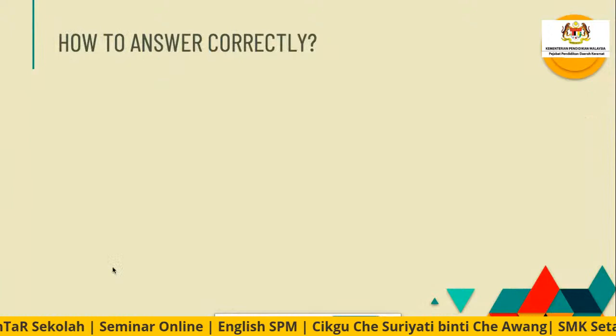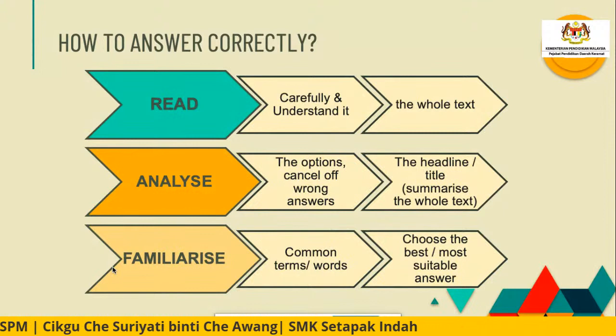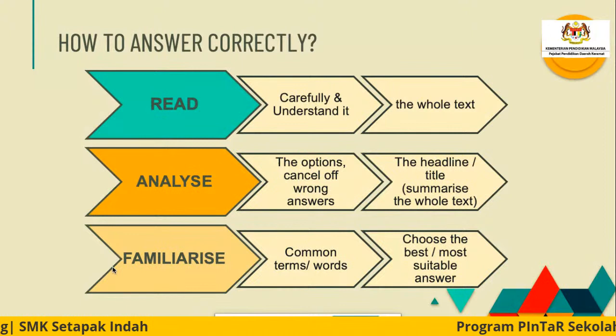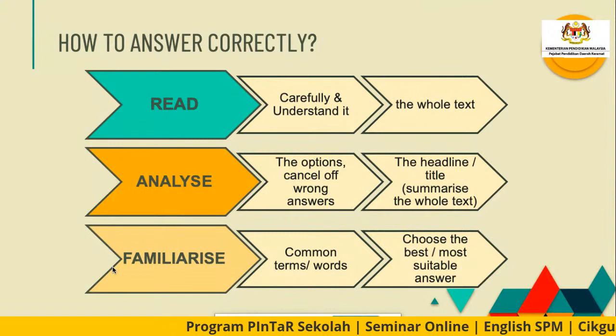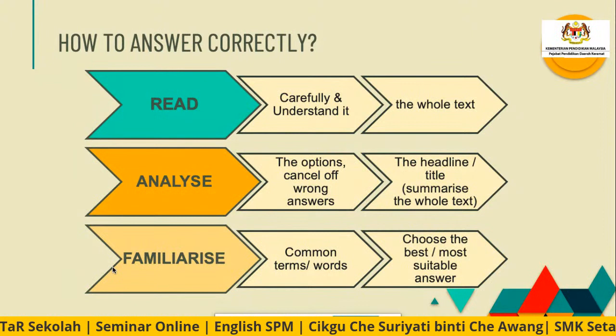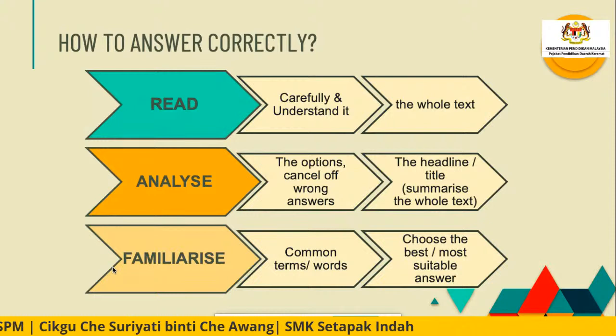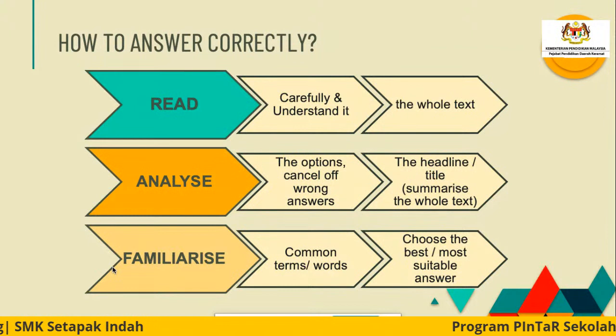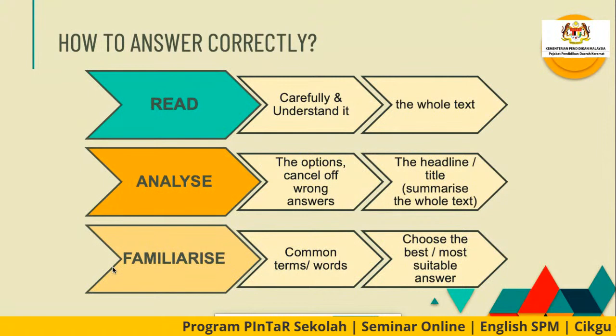How to answer correctly? Basically, there are three things you need to do to help you choose the best answer. If you notice, the choices of answers from A to D are almost the same. Sometimes at first glance, it seems like everything is correct. So there are ways to help you. Remember, the keyword here is to choose the best answer, the closest, the most accurate one. The others might be correct, but that's not the most accurate one.